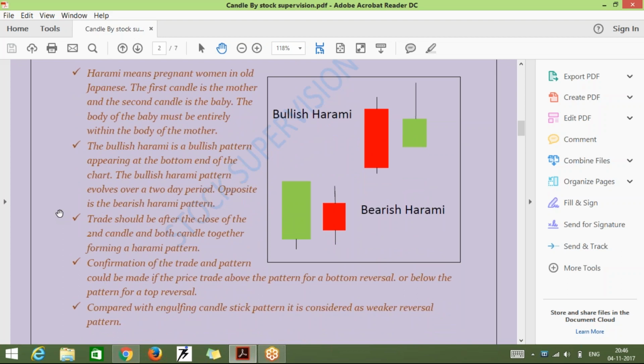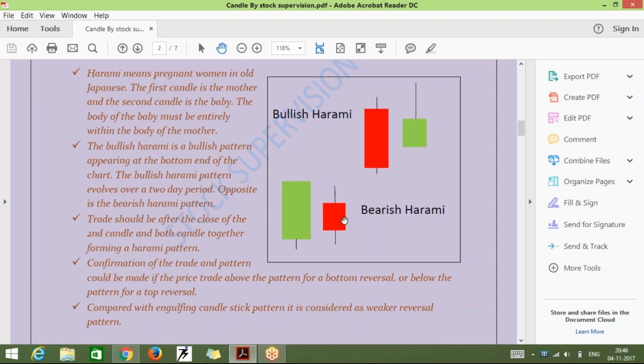The trade should be after the close of the second candle, and both candles together forming a harami pattern. As I said, this is how you can confirm whether the harami pattern is formed or not. Actually, this kind of trade after the close of the second candle is taken by risk takers only.